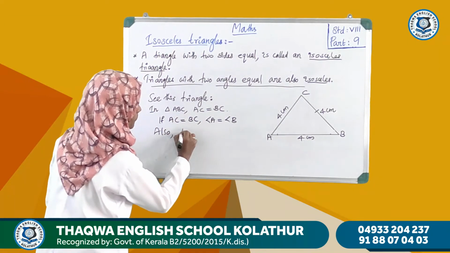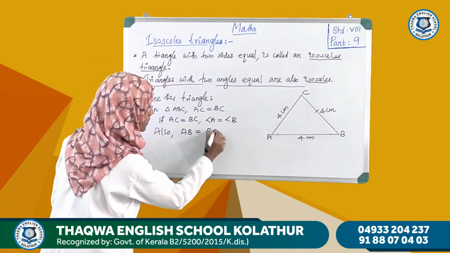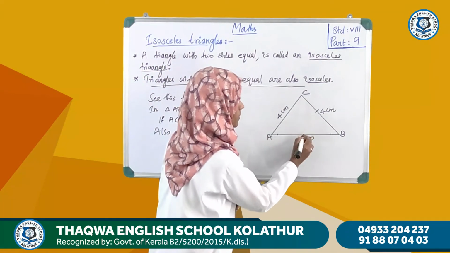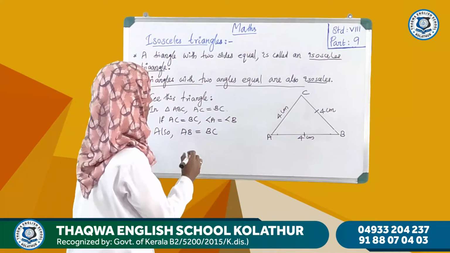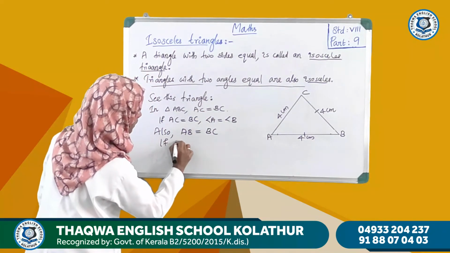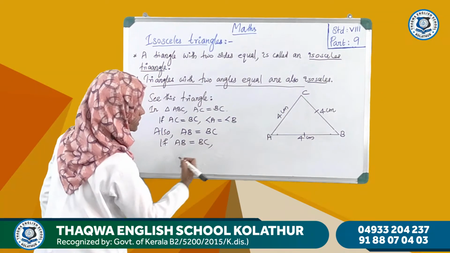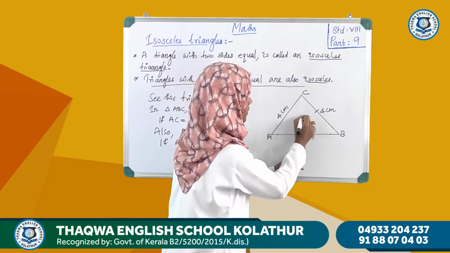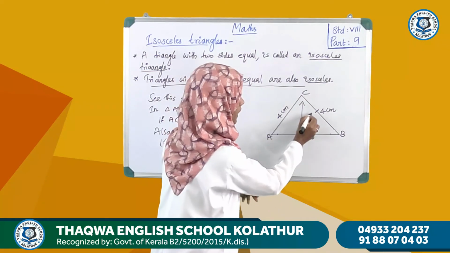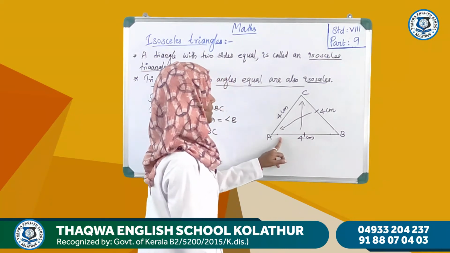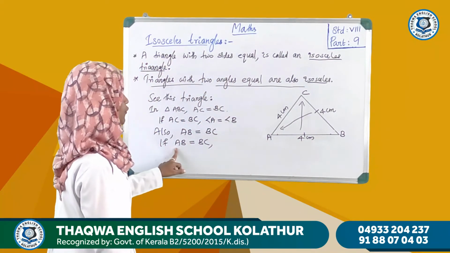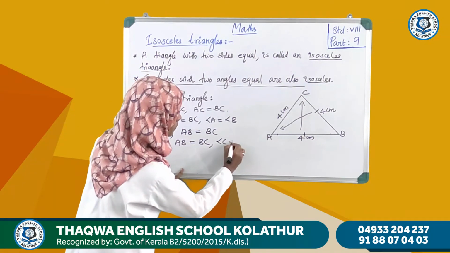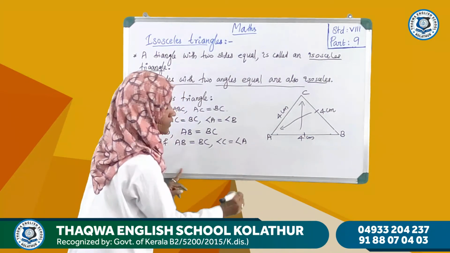Take another pair. Also, AB equals BC. These two sides, AB and BC. What about the angles? Angle C is opposite to the side AB, and angle A is opposite to the side BC. From this, if AB equals BC, we can write angle C equals angle A. Okay, clear?